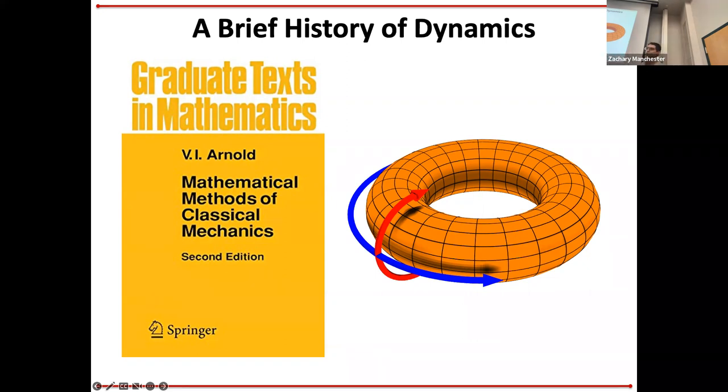And this can give you insights into conserved quantities, conservation laws, symmetries of the system, things like that, that can help you think about the dynamics in qualitative ways that are interesting. Okay, so that's geometric mechanics. This is 20th century stuff, 60s, 70s, 80s.